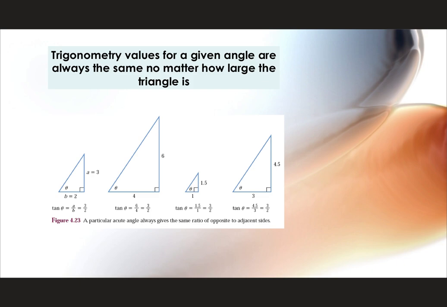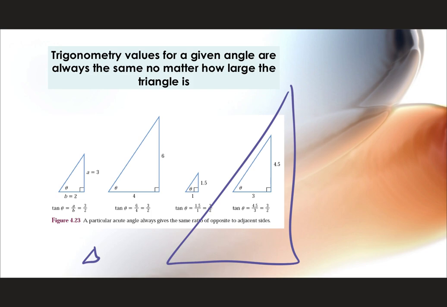So the sine of a teeny tiny 30, 60, 90 triangle is the same as the sine of a big, huge 30, 60, 90 triangle. Same for cosine, same for tangent, whatever, for any triangle.